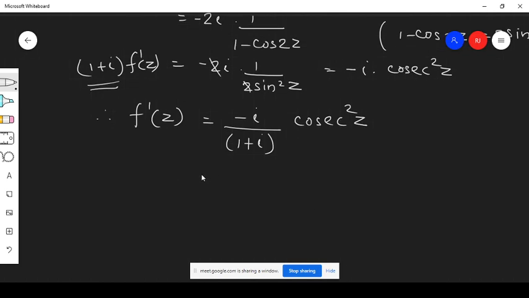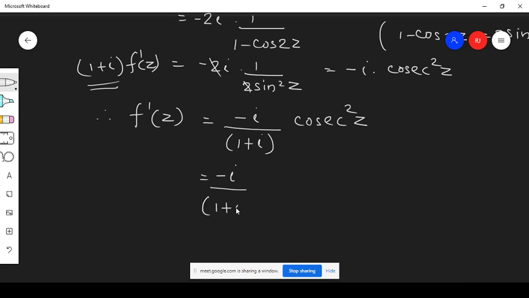Now f dash z is this one, so f of z you will get by integrating this. But before integrating, in the denominator there is a complex term. Normally we do not keep complex terms in the denominator. We need to remove this. To remove a complex number from the denominator, what do you have to do? Write in the chat box. We need to multiply with the conjugate of this denominator.